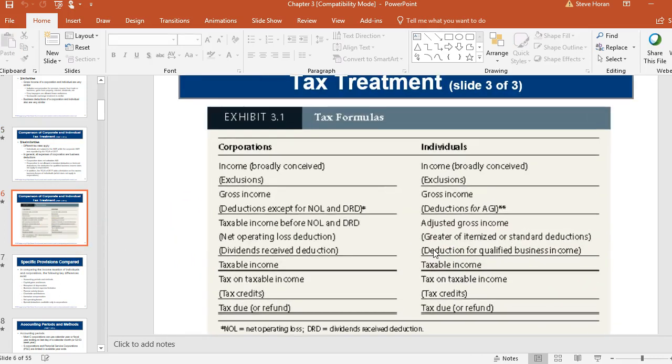So I know that's kind of small. Let me make this a touch bigger here. And this same chart is on page 2 of your chapter. Just a good handy summary of the two tax formulas, basically getting down to what taxable income is, the tax credits, and the tax due or refund. So both sides of this show, you can see they're very, very similar in style with a few small differences.